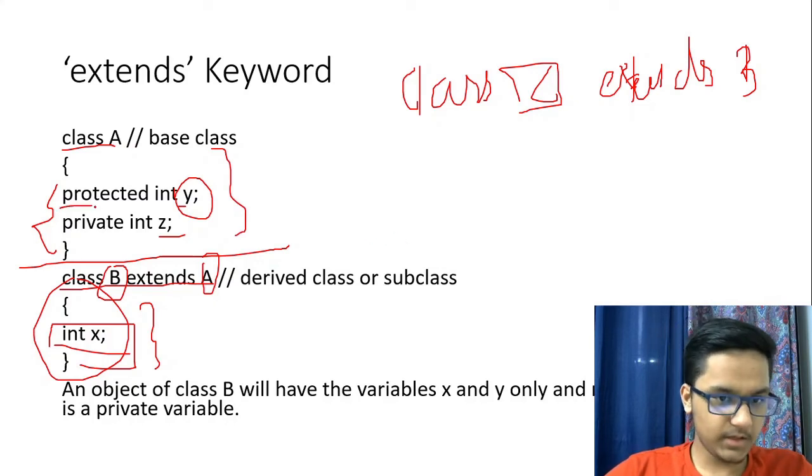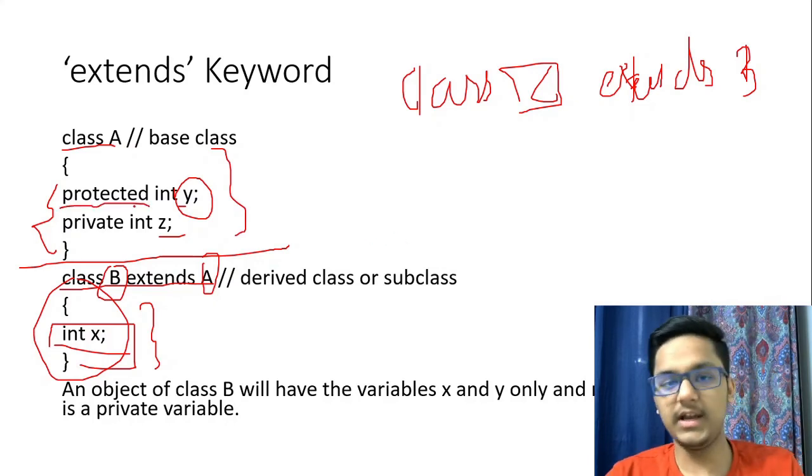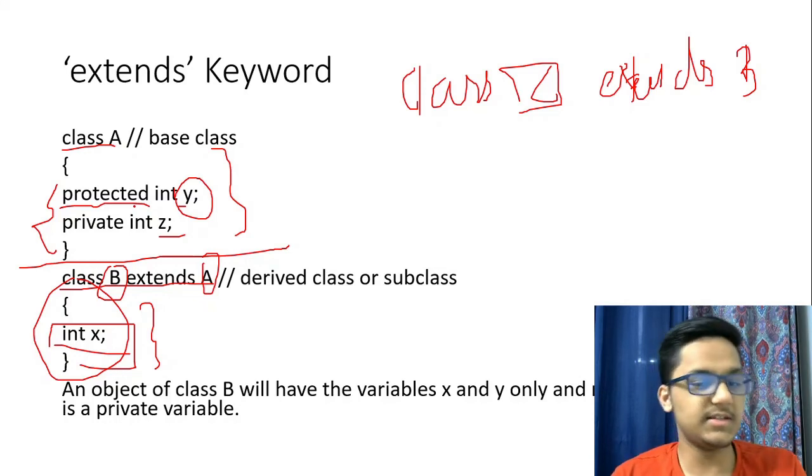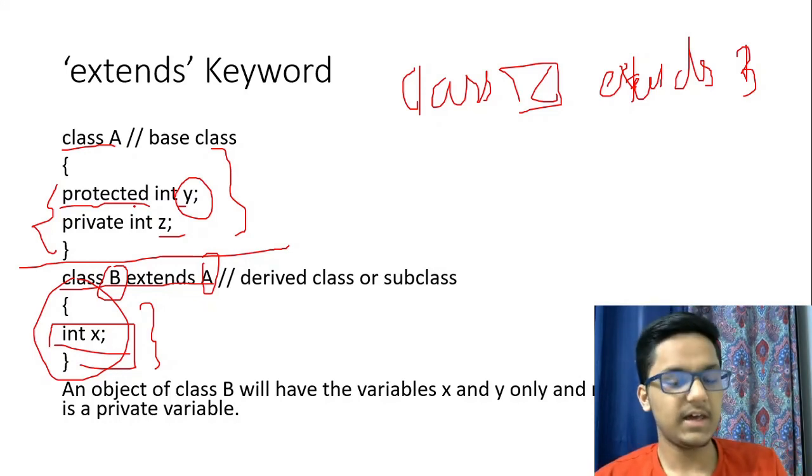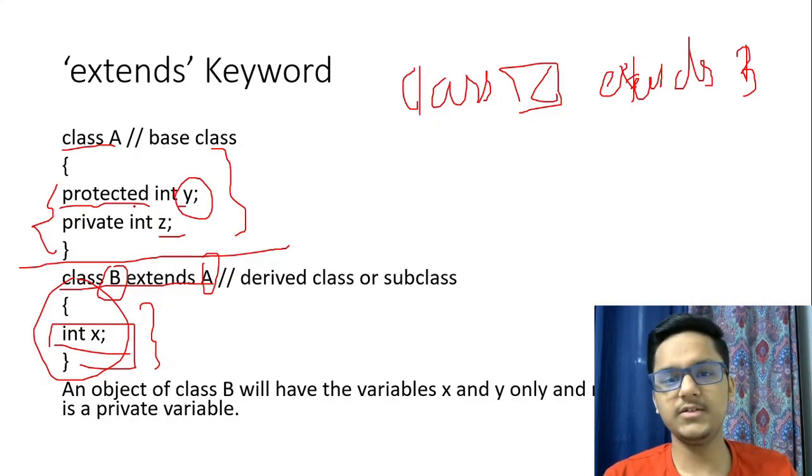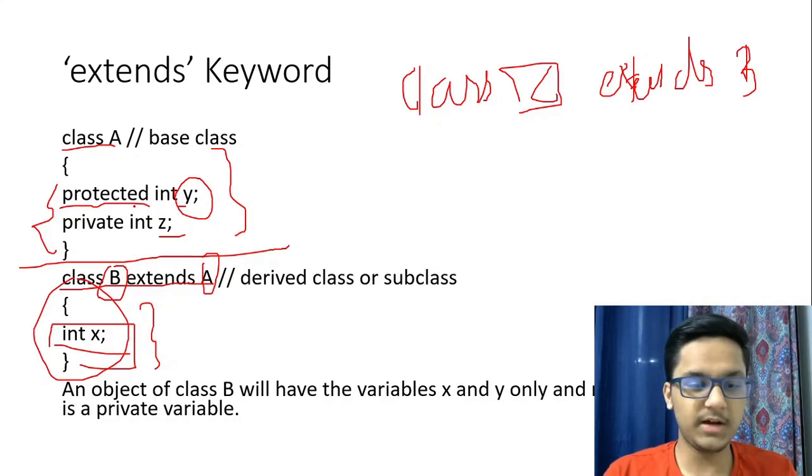Now, coming back, so this is inheritance. It's very simple, just an extends keyword. There's nothing complicated in this. And this is used for code reusability, so you don't have to write the code again and again. And it's used to reduce the complexity of programs.